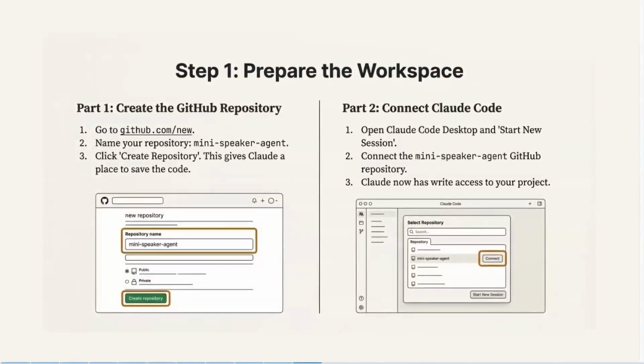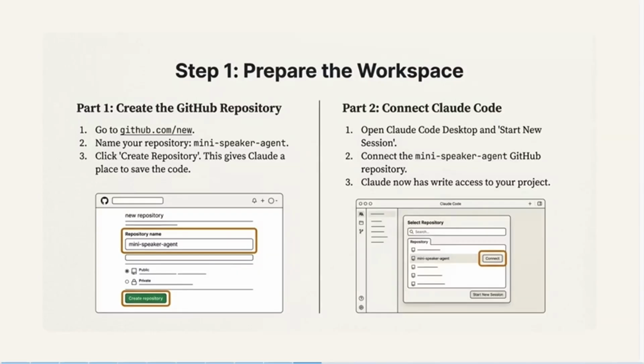So once we do that, we prepare a workspace. This is where it gets a little technical. This is where we want to make sure that we have that repo that I mentioned. You can name it whatever you want. I named mine Mini Speaker Agent, and that is what gets connected to the Cloud Code session, the project that you're working in, so that Cloud Code always saves to the right location. So think about having a filing cabinet that you want to put everything in. That's basically what the repo is for.